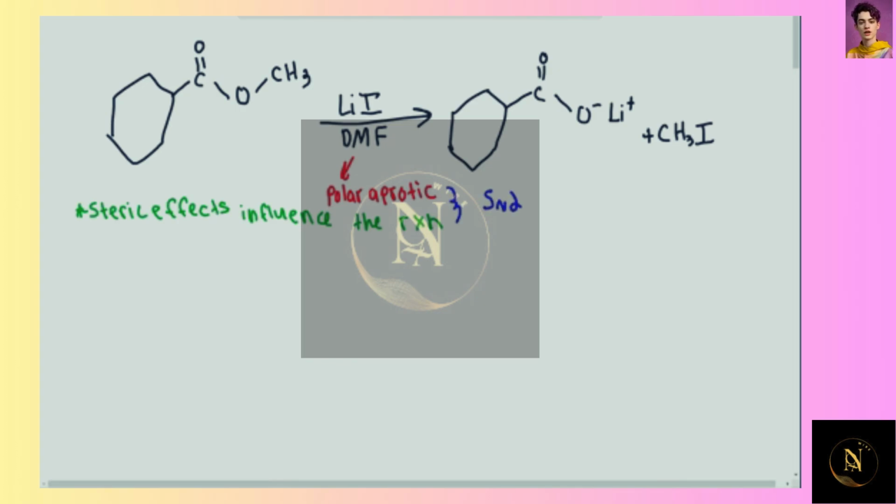So we can go ahead and draw an arrow pushing mechanism for that. We're going to draw our iodide coming in for a backside attack on this carbon here. And this carbon-oxygen bond is going to break, and the electrons are going to go to the oxygen. And it looks like that is going to give us the desired product.